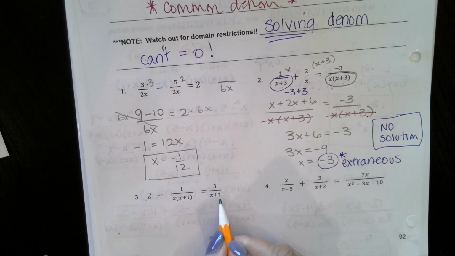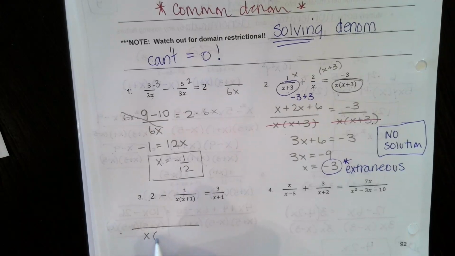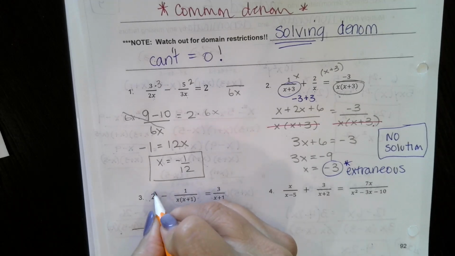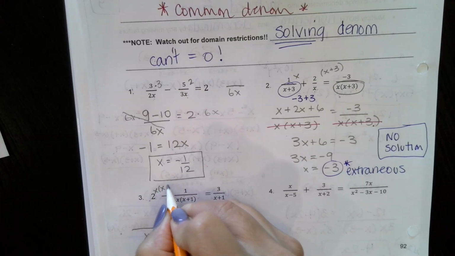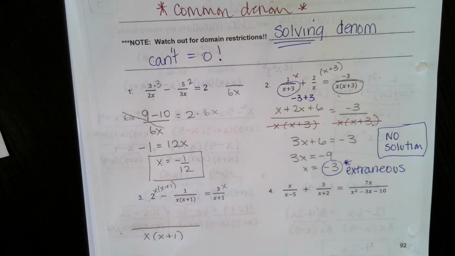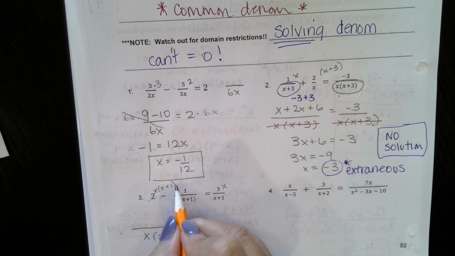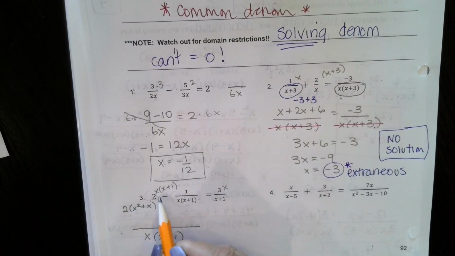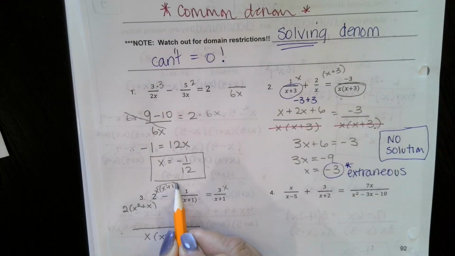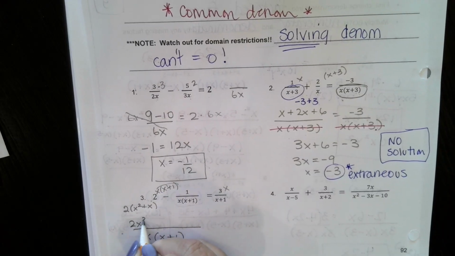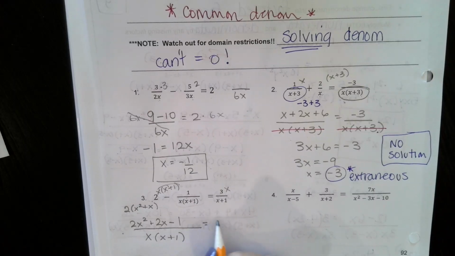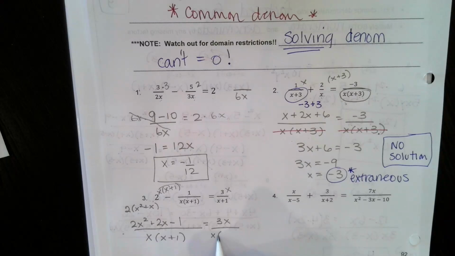Okay? So my denominator on this guy is going to be x times x plus 1. So this is my biggest one. This is what I need. So this guy is going to be x times x plus 1. And this one, all I need is an x. Okay? So here's what ends up happening. If I FOIL this out, I would have 2 times x squared plus x. So distribute x squared plus x. So 2x squared plus 2x minus 1. And then on the right side, I have 3x, and I have the same denominator.